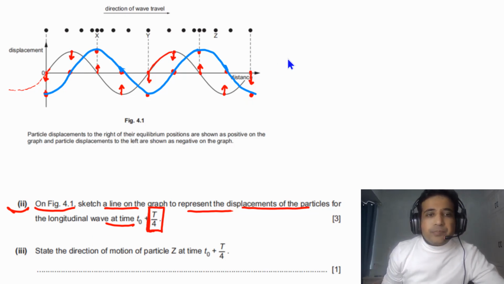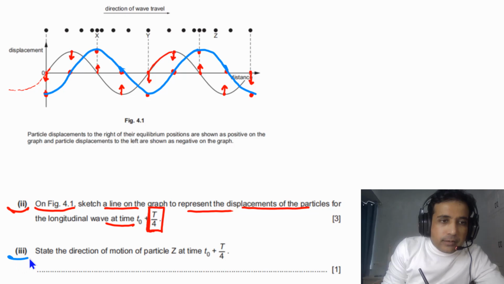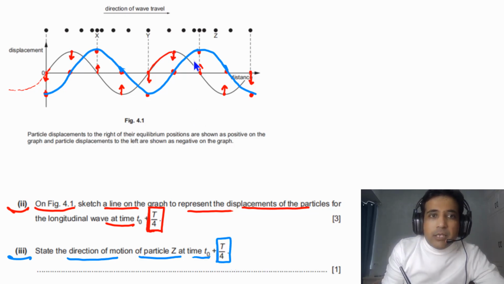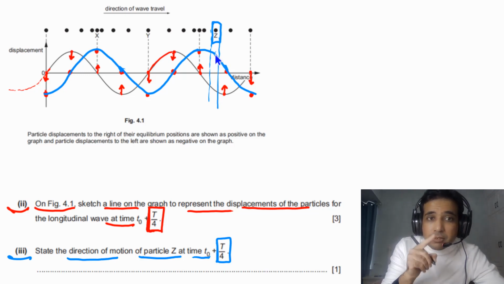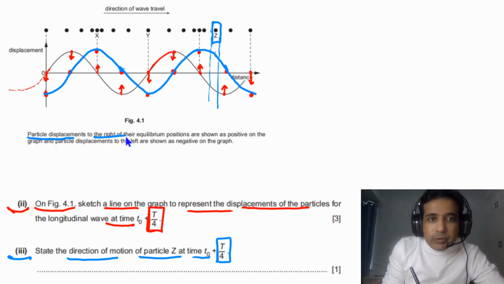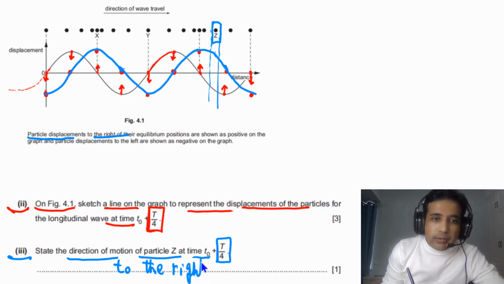Now let's go to the next part. For the next part, we need to state the direction of motion of particle C at time t0 plus T by 4, meaning after 1/4 of cycle. Particle C, so this particle C. Now if we draw dotted lines, you can see here this particle, you see displacement here after 1/4 of cycle, displacement is positive. If the displacement is positive, it means particle is moving to the right. So simply you need to write down particle at C after 1/4 of cycle is just moving to the right, because to the right is positive. So this is how you can answer this problem.